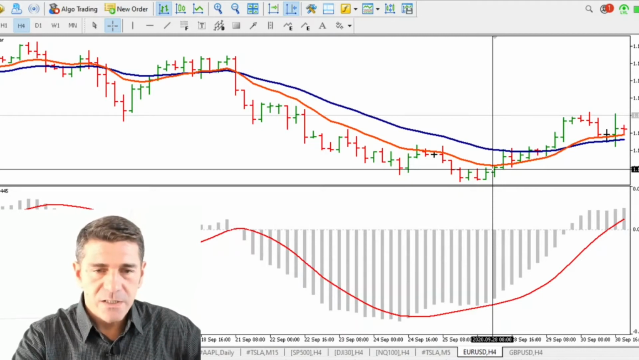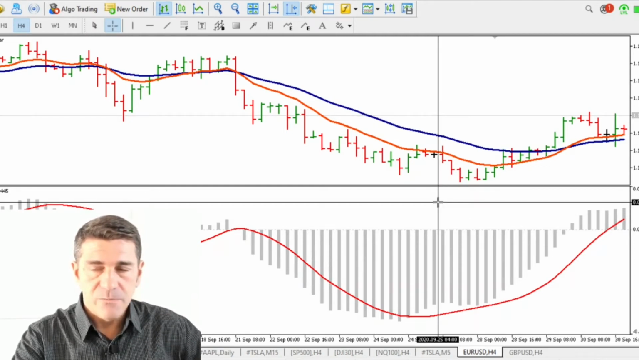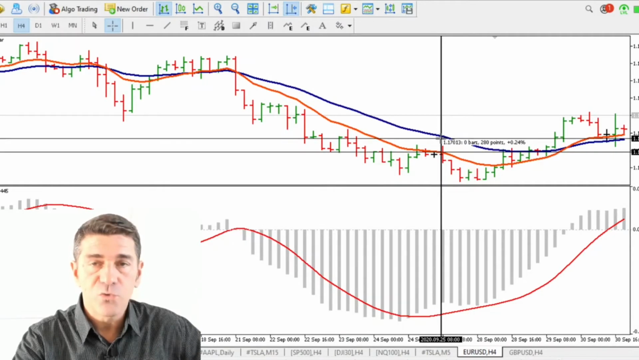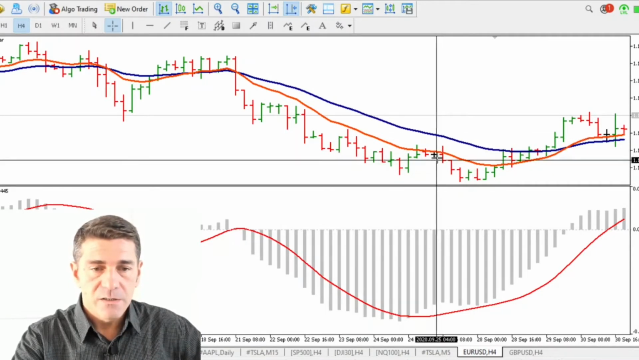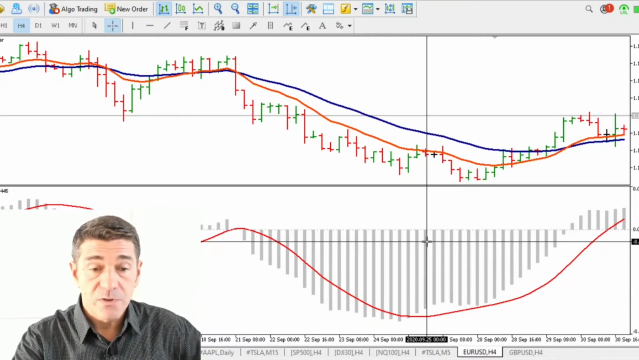Okay, let's take a look at the charts. What MACD represents. Actually, it's a pretty simple indicator. The MACD actually represents the difference between two moving averages. The standard setup for MACD is using these two moving averages, a 12 period exponential moving average and a 26 period exponential moving average.